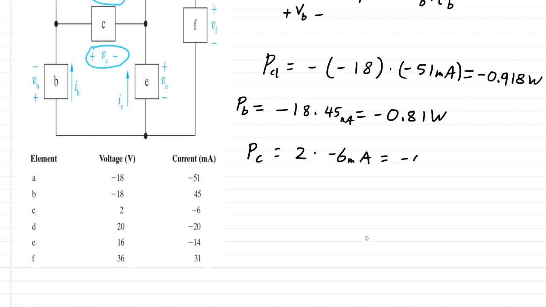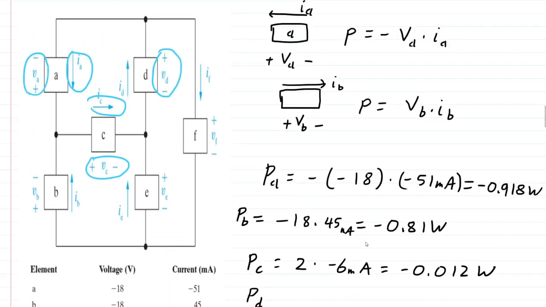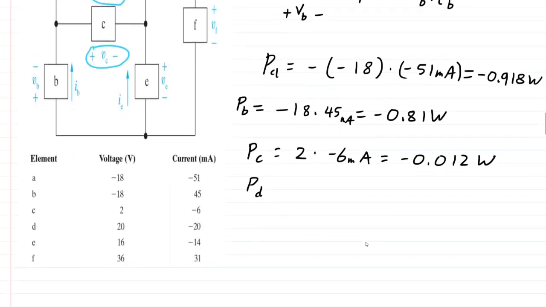So once again, we get a negative answer. This is 12 milliwatts. Let me do that one more time. Power D, we have the current going opposite of the plus, or from minus to plus, I should say. So we are dissipating. Or not, we're not dissipating, but we have a positive voltage drop and negative current, so then we are dissipating. So positive voltage drop.